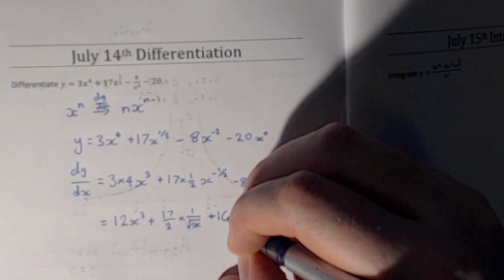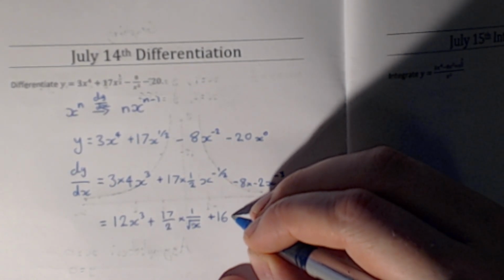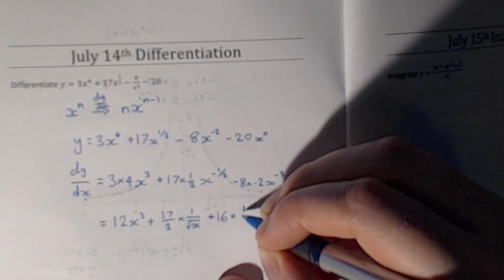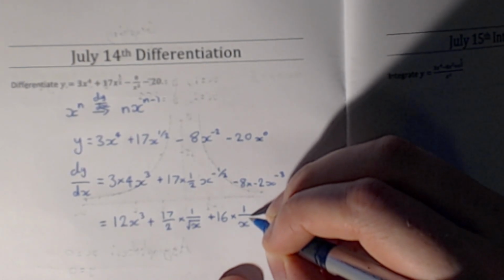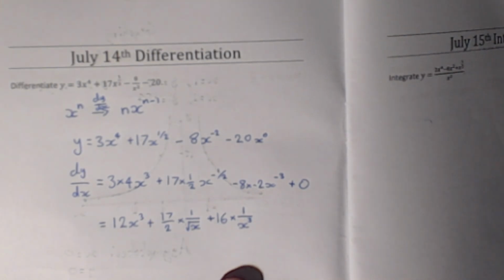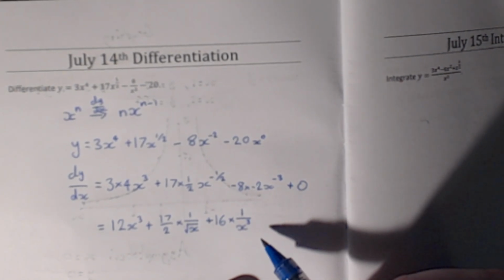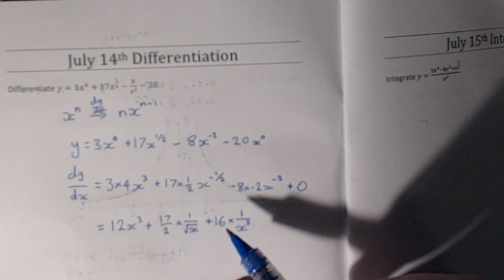I'm going to add 16, and once again, it's going to be 16 times 1 divided by x to the 3. And again, we can rearrange that however we so choose.